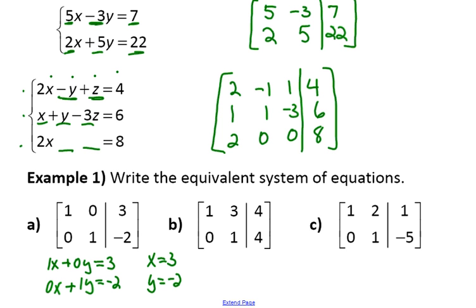In B, when I write that first row, I'm going to have x plus 3y equals 4. And the second row is actually 0x, so I'm not going to write that. 1y, so I'm just going to write y is equal to 4. In C, I have x plus 2y equals 1. And the second row, I have no x's, so I'm not going to write it. 1y, so I have y equals -5.